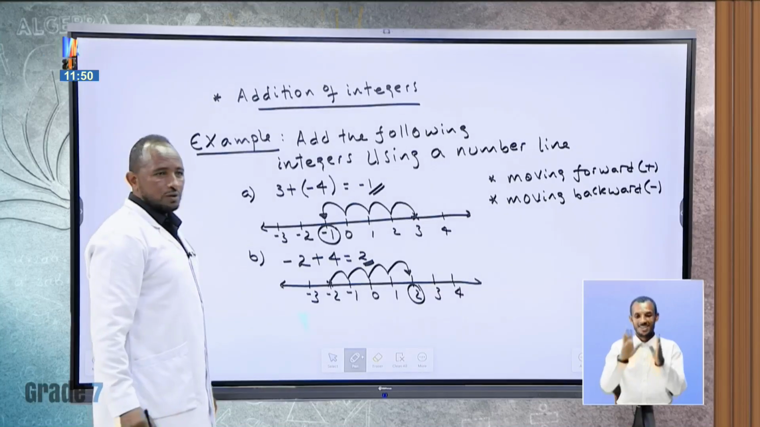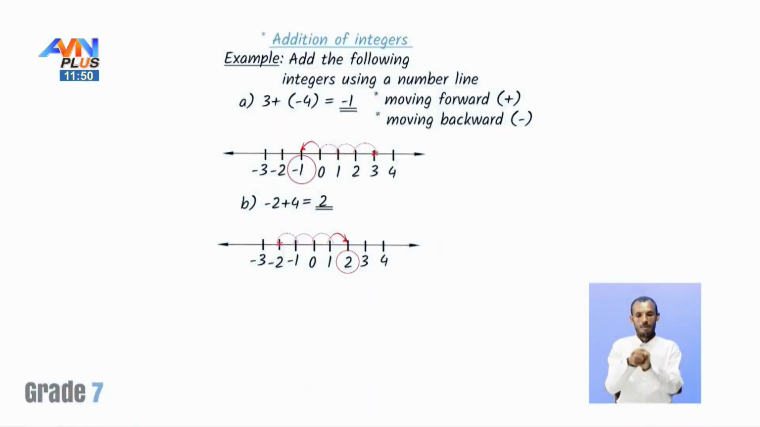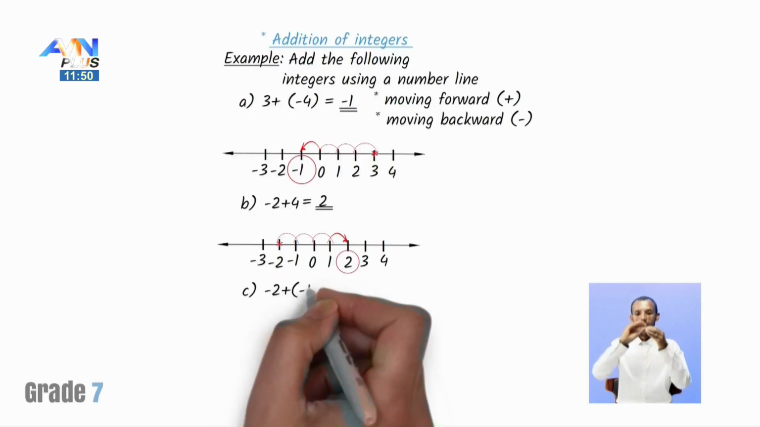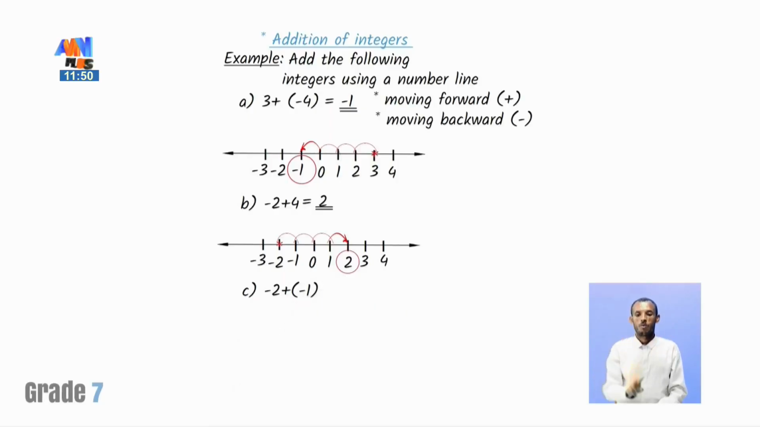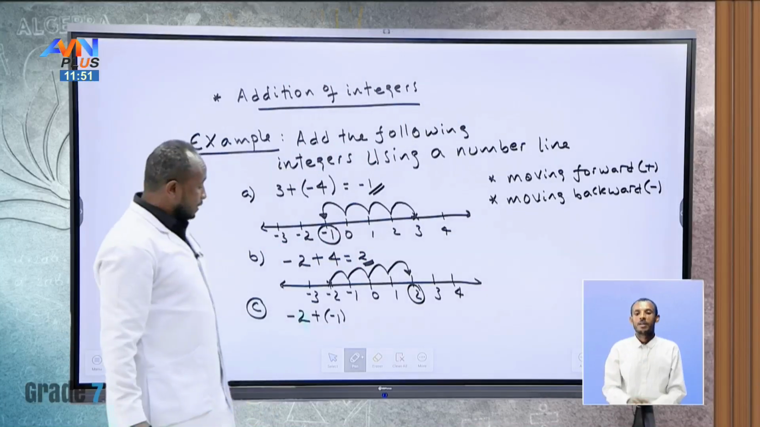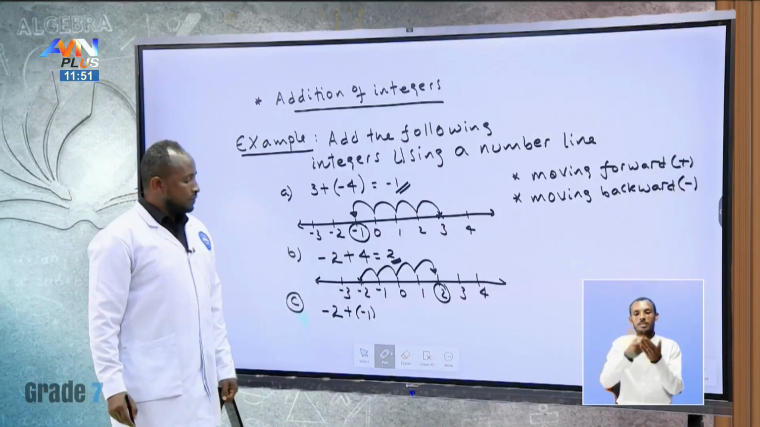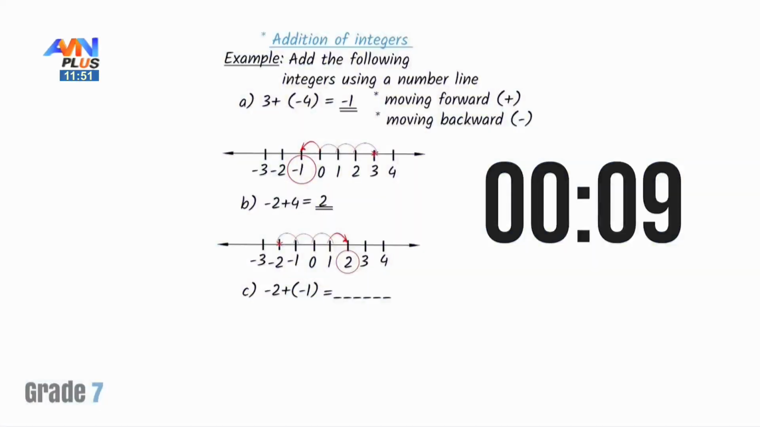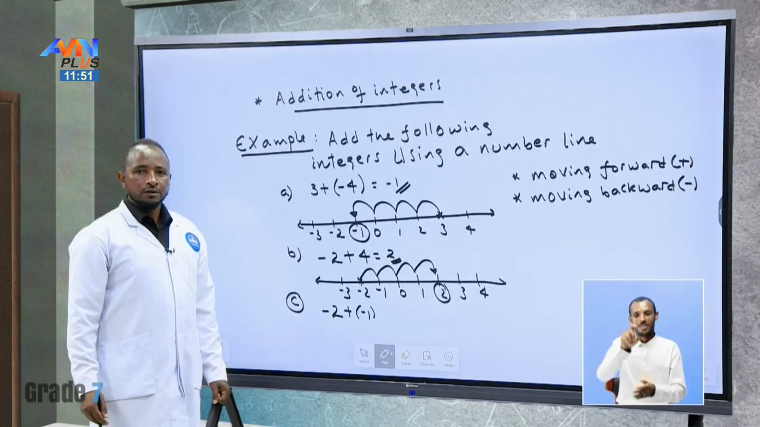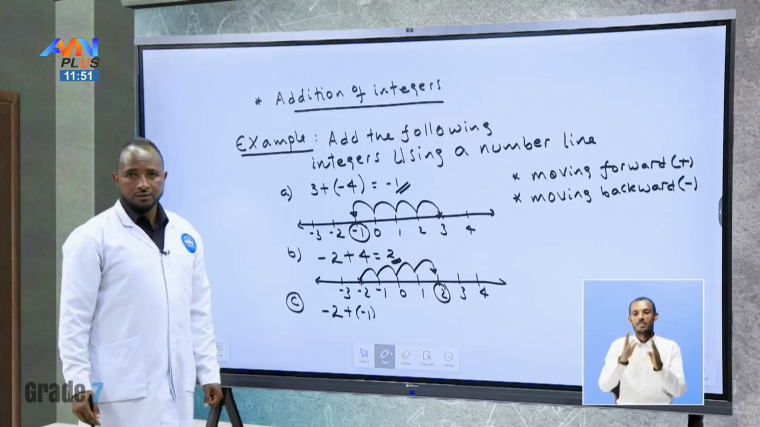Let's proceed to the third example. Okay, here you have these numbers, -2 plus -1. Please, students, try to add these two numbers. I'll give you 10 seconds for this question. Students, have you tried the question? Good. Now let's see the answer together.